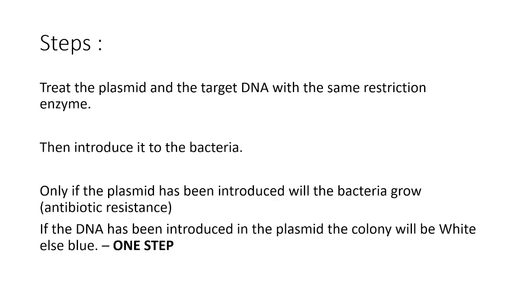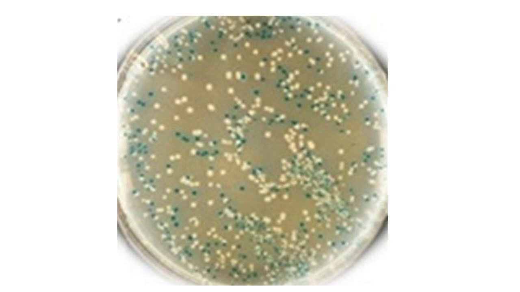So we treat the plasmid and the target DNA with the same restriction enzyme. We introduce it into the bacteria. Only those bacteria which have got the plasmid will be able to grow because of the antibiotic resistance. In the next step, we see the color of the colony of the organism. If an organism grows in this plate, obviously it was resistant to ampicillin, which means that the vector has gone inside. If the bacteria has the DNA of my interest, it would be inserted in the gene for utilizing galactose, as a result of which the colony produced will be white.